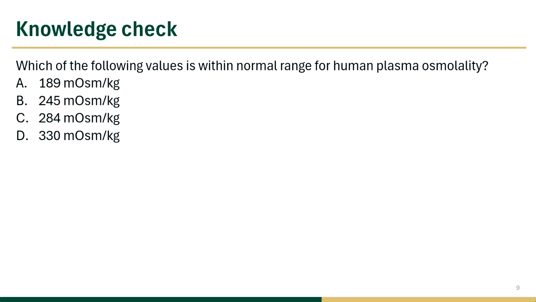So our first knowledge check here: which one of the following values is within normal range for human plasma osmolality? This is exactly the type of question I would give you on the exam. I would either have you calculate it or I would give you this and ask what falls within normal range. So who says A? All right, who says B? All right, who says C? Yeah, who says D? Fantastic.